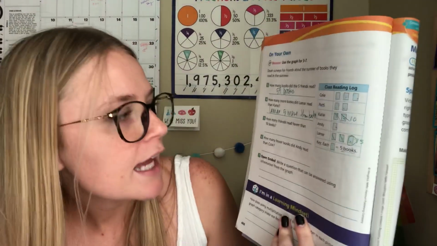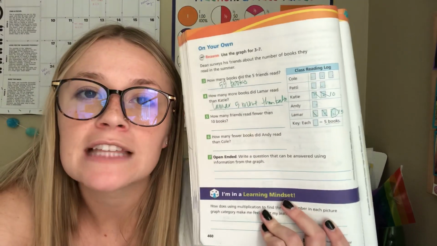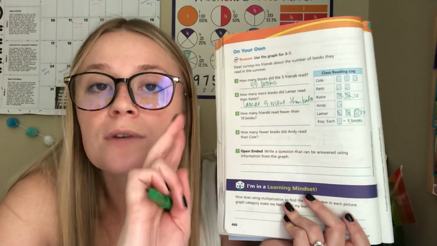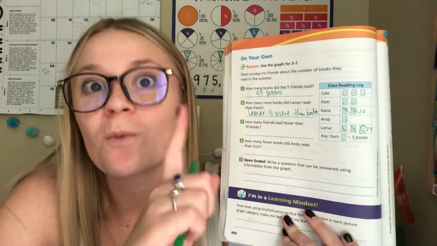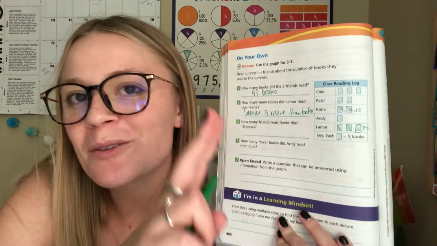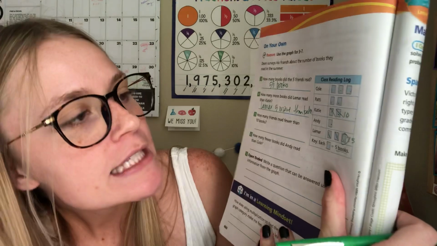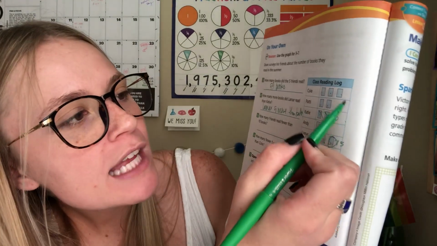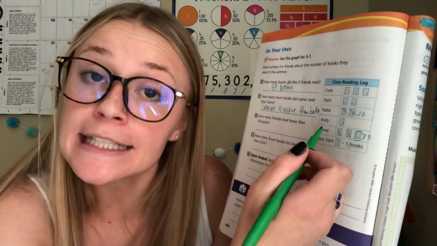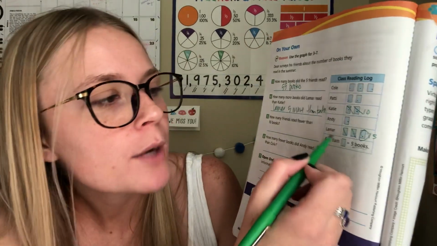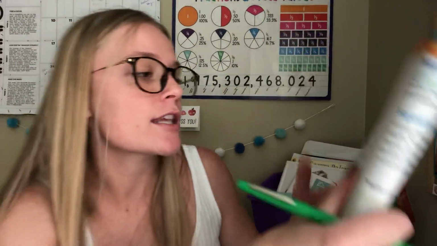Number 5 says, how many friends read fewer than 10 books? So I'm looking for the friends who have less than 2 rectangles, right? Because 2 rectangles represent 10 books. Because 1 represents 5, 2 would be 10. So let's see, Cole has 3, that's 15. Patty has 2, that's 10. Katie has 2, that's 10. Andy has 1, that's only 5. Lamar has 3, so that's 15. So Andy is the only one who read fewer than 10 books.